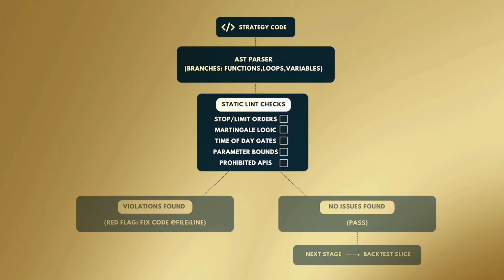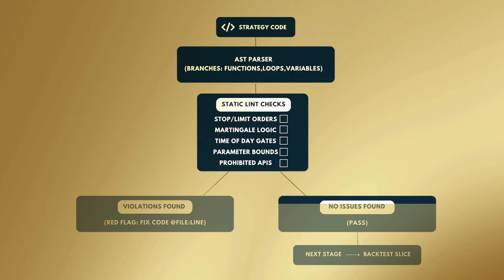At this stage, the process pauses for a decision. Did any violations occur? If yes, a red flag node is raised, pointing directly to the file and line span where the issue lives. That branch is blocked, preventing the code from moving forward. If no violations are found, the branch is marked clean and allowed to flow to the next stage, the backtest. In essence, static AST lints act as a safety filter. They catch structural risks before the code can even be executed, ensuring only safe strategies make it to testing or live runs.